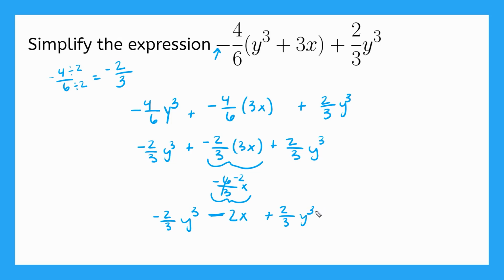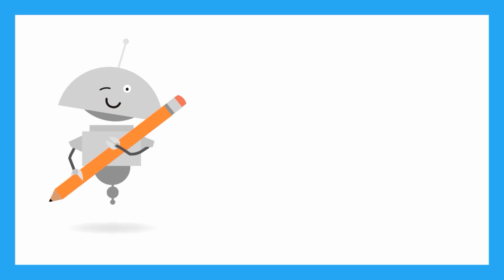Okay, so now we're getting to the point where we actually have to combine like terms. Do we have any like terms here? Yeah, we do. Our first term is y cubed, and our last term is also y cubed. So if we add negative 2/3 times y cubed plus 2/3 times y cubed, these are just opposite coefficients, so they're going to cancel out to 0, and we're left with just negative 2x as our answer. Great work!